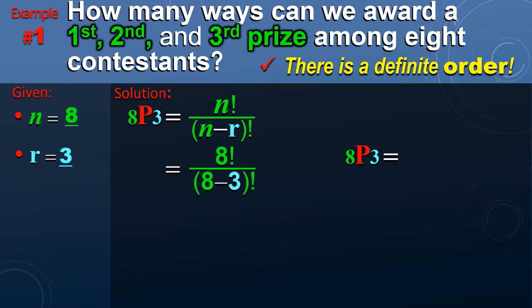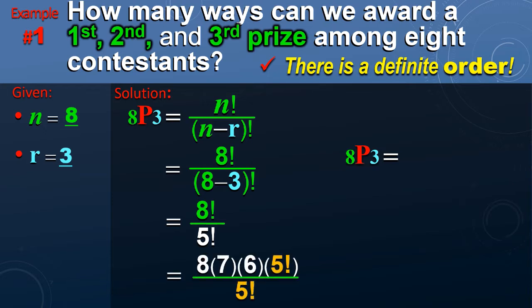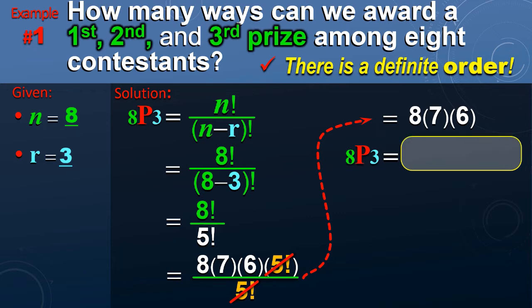Now, we are going to replace n with 8 and r with 3. So, 8 minus 3, that is 5. And then, 8 factorial, expand 8 factorial up to 5 factorial so that we can cancel or divide 5 factorial. The remaining numbers are 8, 7, and 6. Now, we multiply 8, 7, and 6. It will give us 336 ways.